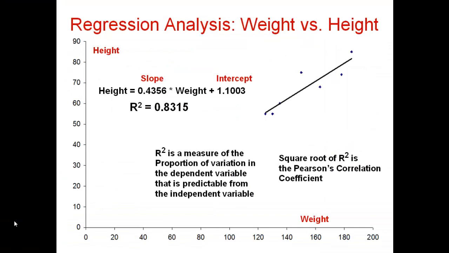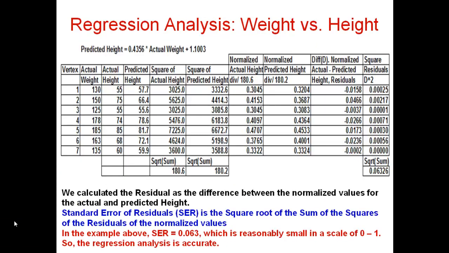Okay, so let us go ahead and do this prediction. This is our linear relationship. The predicted height is 0.4356 times the actual weight plus 1.1003. So we'll use actual weight values in this formula and predict the height. For these weight values, these are the predicted heights. Now we need to compare the actual height with the predicted height and see what is the error in the prediction.